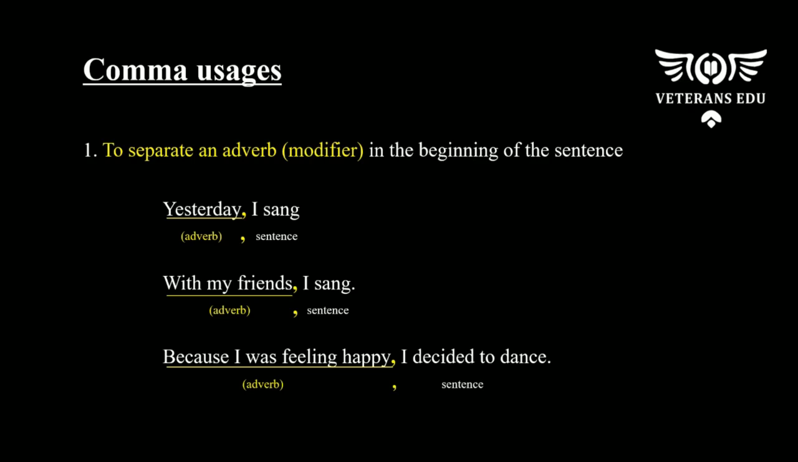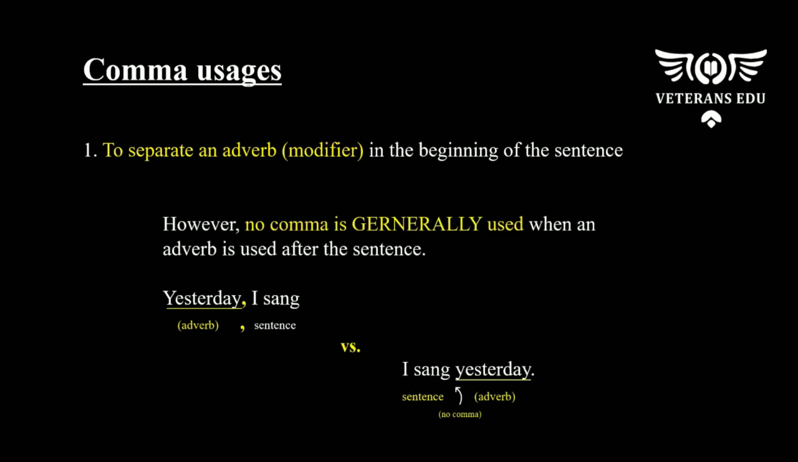Of course, when you're reading, you'll sometimes see the writer omitting the comma. Now in this case, it's the writer's choice. But for a punctuation section on the writing test, you have to remember this comma usage. And there's one more concept you have to learn within this usage. Now, comma is not generally used when the adverb is used after the sentence.